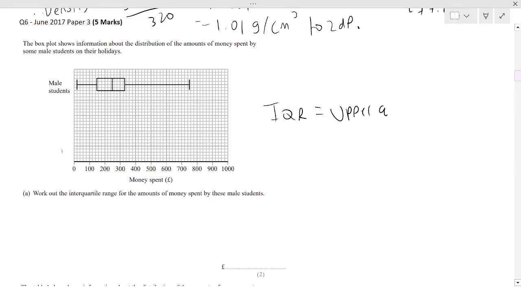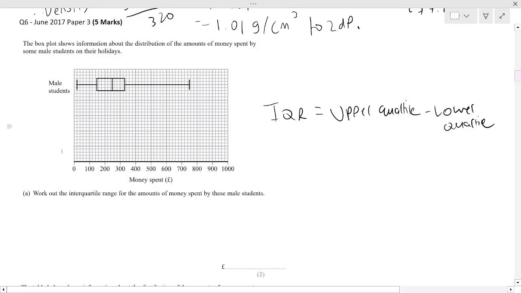upper quartile minus your lower quartile. So then we need to find what the upper and the lower quartile is. Well, they're giving us the box plot, so you should recognize with a box plot that this is your upper quartile and this is your lower quartile. So where the box starts and ends, that's obviously the lower and the upper. Okay, so then what we need to do is read off the graph. So the upper quartile is in the middle here.